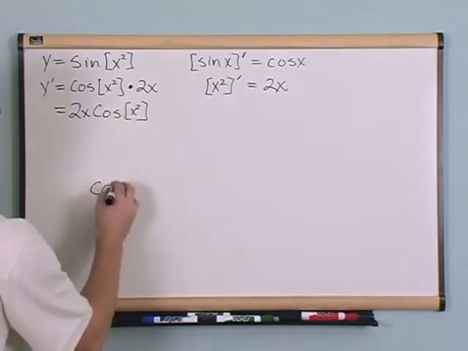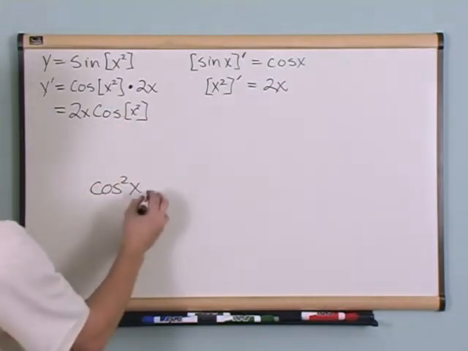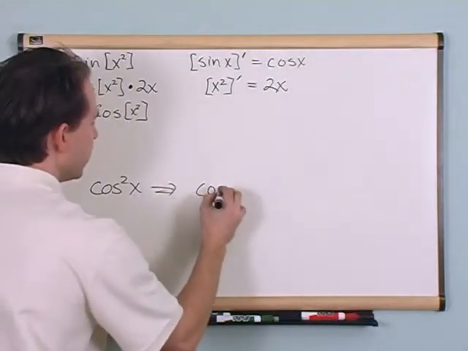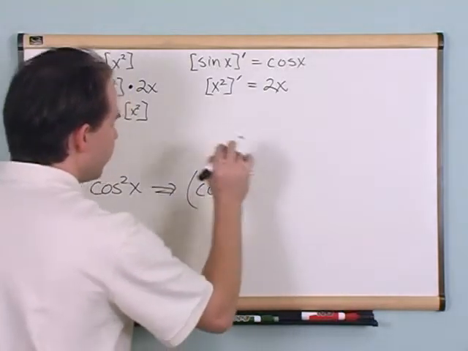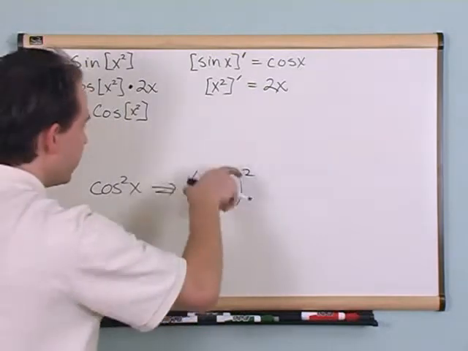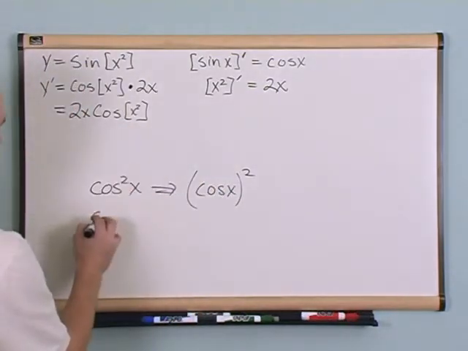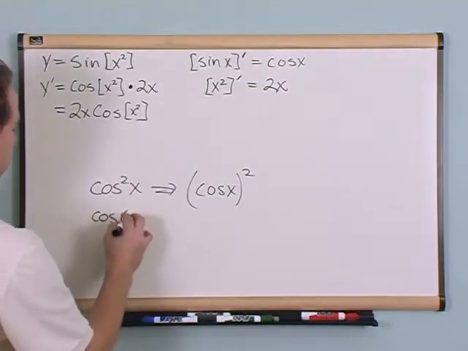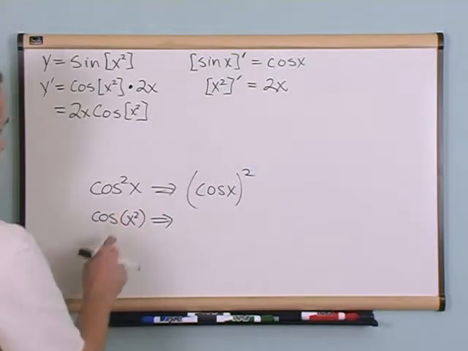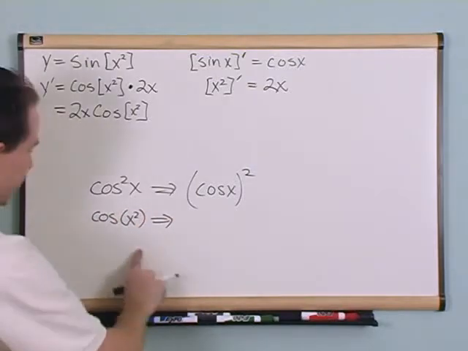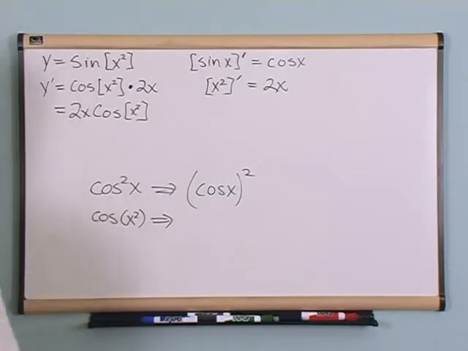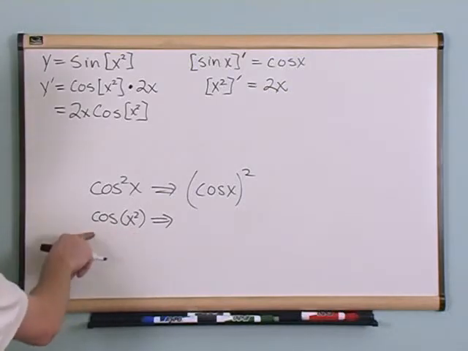Earlier, we were writing cosine squared x. That means cosine of x all squared. So you put an x in, take the cosine, then you square it. What I'm saying here is literally the cosine of x squared. So you put an x in, you square it, and then you take the cosine. These are different things. Here I'm squaring the value before I take the cosine. Here I'm squaring the value after I take the cosine.